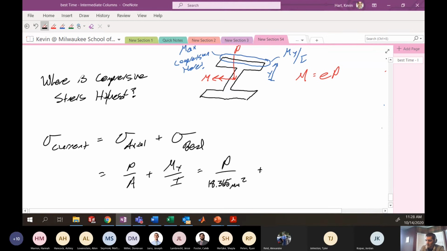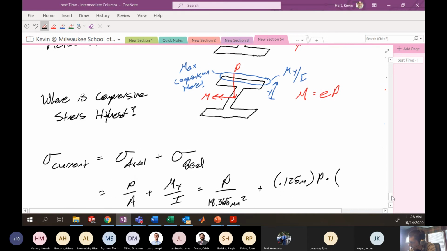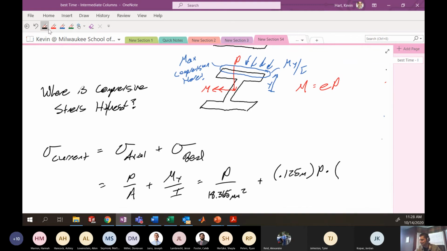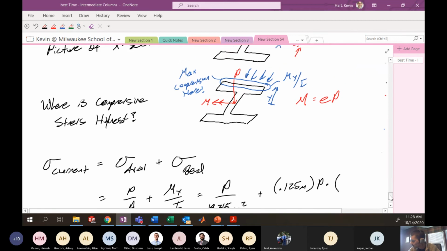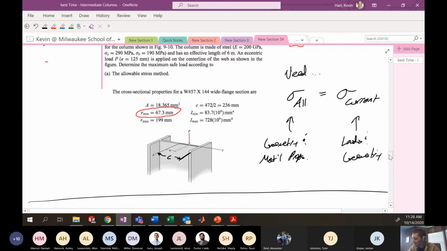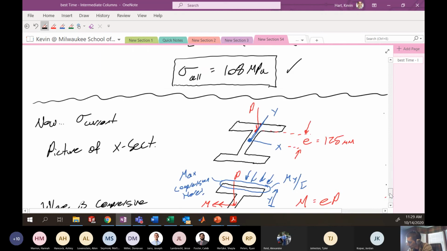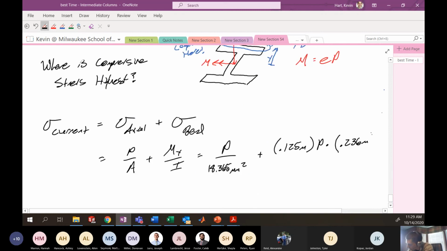I'm going to add to that the bending moment that I calculated as E times P, where E is 0.125 meters, times P, multiplied by y, which is the distance to the top of the bar, where the compression is the highest. Remember, the compression is highest at this location, the top fiber of the bar. So this y value is the distance from the center of the cross section to where that stress is the highest, and for us that's this distance C, from the center of the cross section to the edge of this particular piece. C is 236 millimeters, so this is times 0.236 meters.